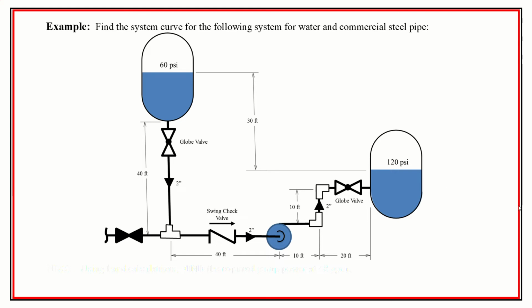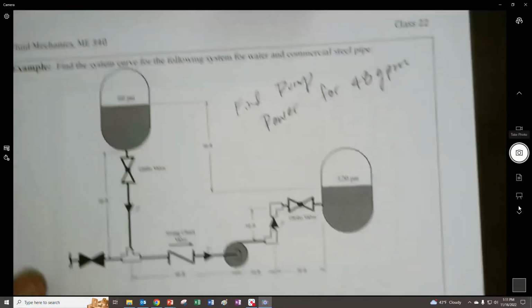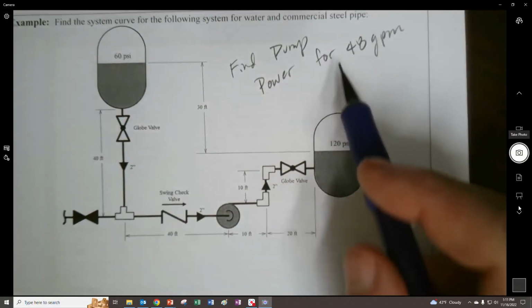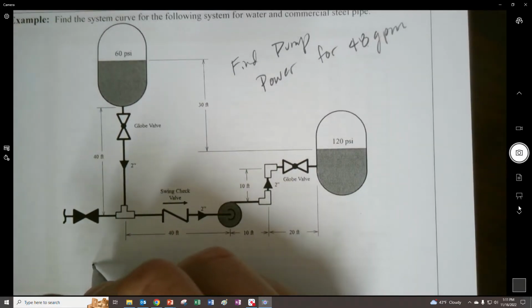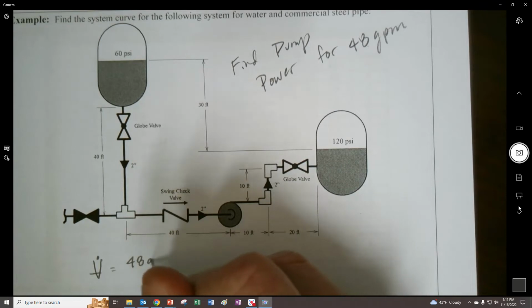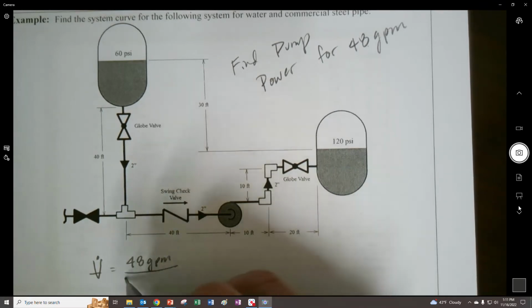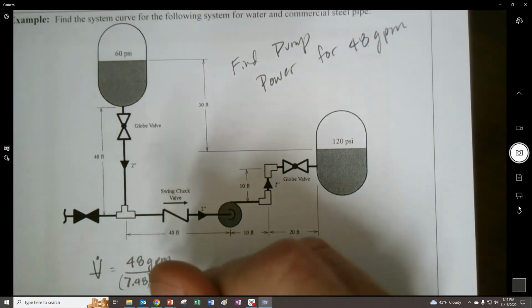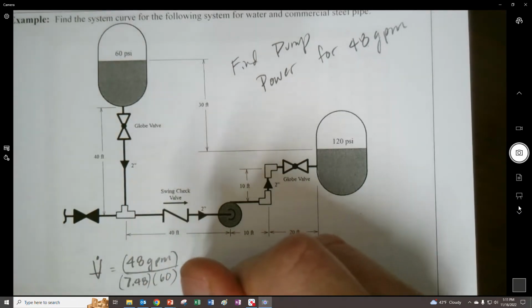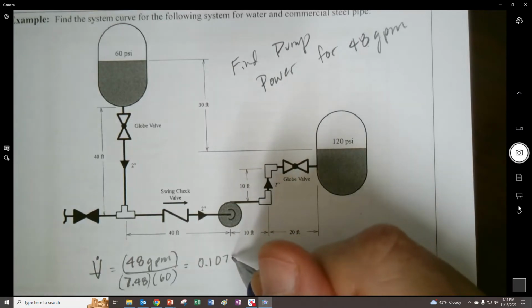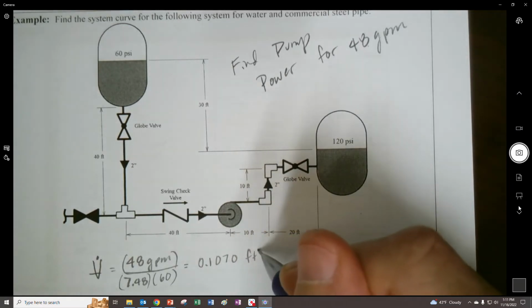So this is my example. Let's go to this, and I think the first thing that I'll do is turn this 48 gallons per minute into cubic feet per second. So I'll divide by 7.48, that's gallons per cubic foot, and divide by 60, that's seconds per minute, and that's going to get me my 0.1070 cubic feet per second.